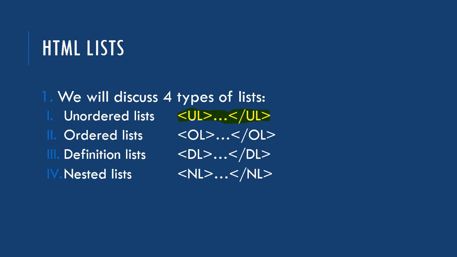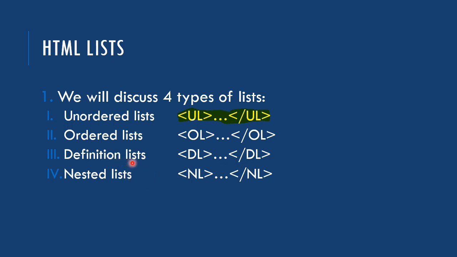The list that you see here is an ordered list, in the sense that we are able to see the Roman numerals as well as the numbers over here. This is known as the ordered list, represented with OL inside the angular brackets and the closing tag. Then we have the definition list with the syntax DL inside opening and closing tags. And then we have the nested list.